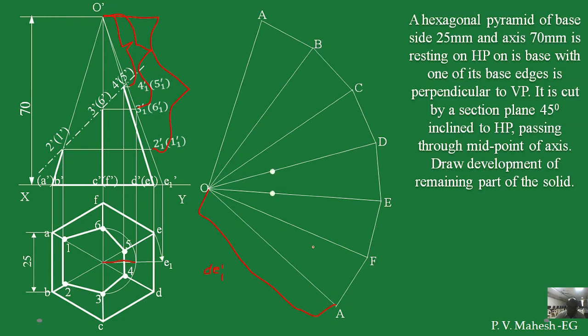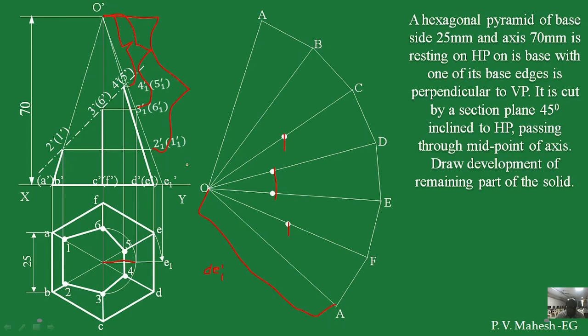So where is the point? Now with radius O dash 4 1 dash, if I draw an arc like this, I will get 2 points on D and E. Now with O dash 3 1 dash, I have to draw arcs on 3 and F, here and here, in 2 places.